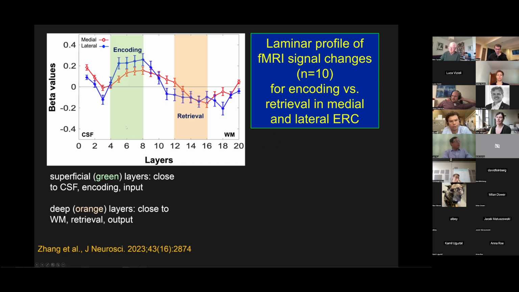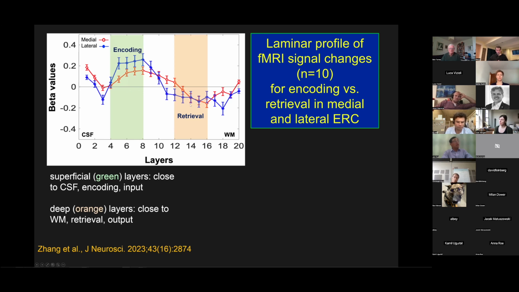So this is the laminar profile from the CSF boundary. This is white matter. This is the superficial layer and the deep layer. So the contrast is encoding versus retrieval, so successful encoding trials versus retrieval trials. So we see there's a specific peak corresponding to the encoding condition in the superficial layers in both the medial and the lateral entorhinal cortex. And it seems the lateral response is slightly stronger.